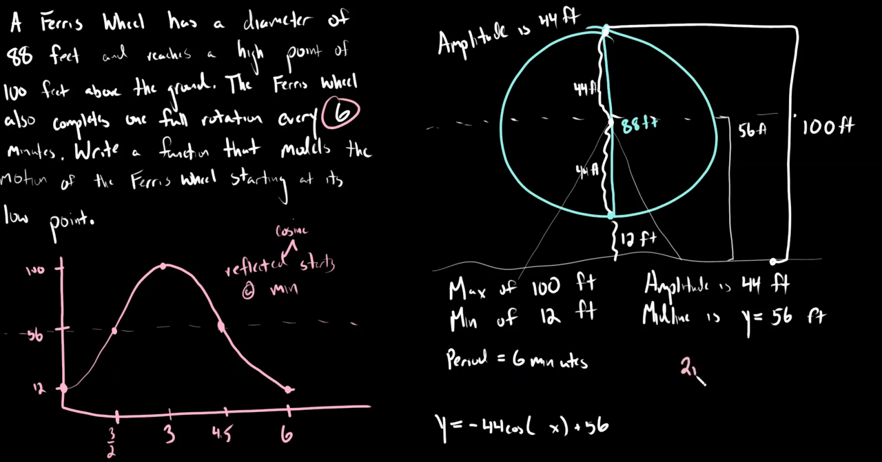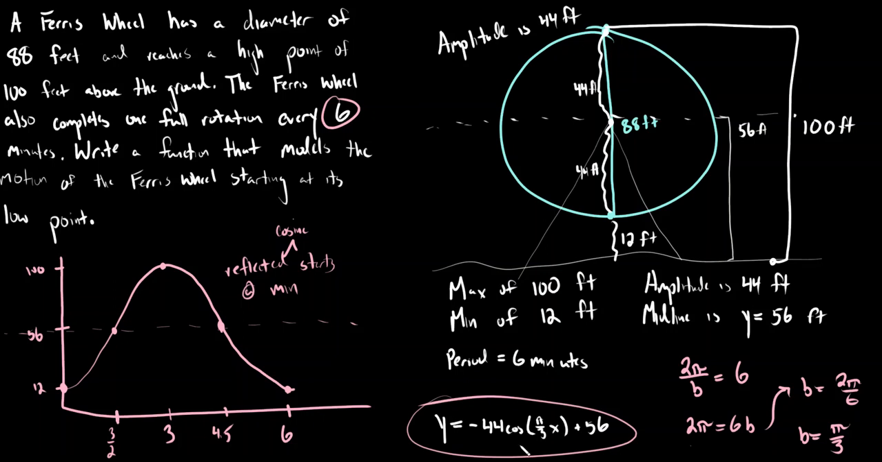Well, remember, to find a period, we do 2 pi over the absolute value of b. Well, I know what the period is. It's equal to 6, so I can set 2 pi over b is equal to 6, and now I can go ahead and solve. So I'm going to go ahead and get 2 pi is equal to 6b, which means b is equal to 2 pi over 6, divide each side by 6, which gives me the reduced value of pi over 3, okay, which gives us our function of y equals negative 44 cosine of pi over 3 x plus 56. And this is the function that models this periodic phenomena, okay?